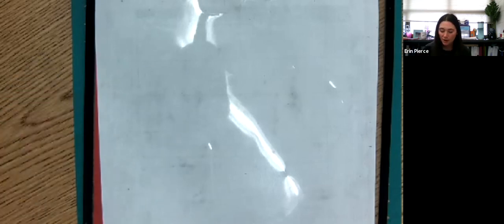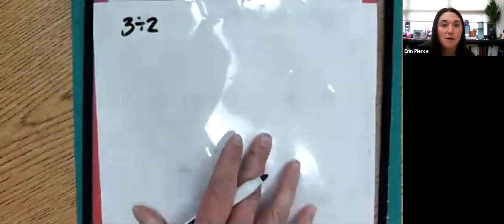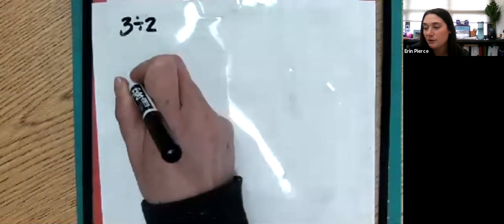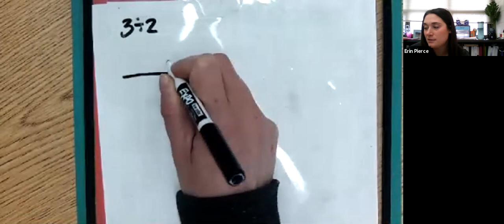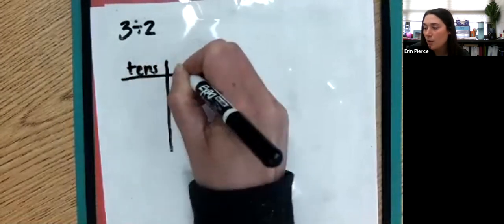So we're picking up a little bit further of the skill. So let's start off. We're going to start off with just 3 divided by 2. Sounds pretty simple, but 3 divided by 2. And then we're going to write our tens and our ones.